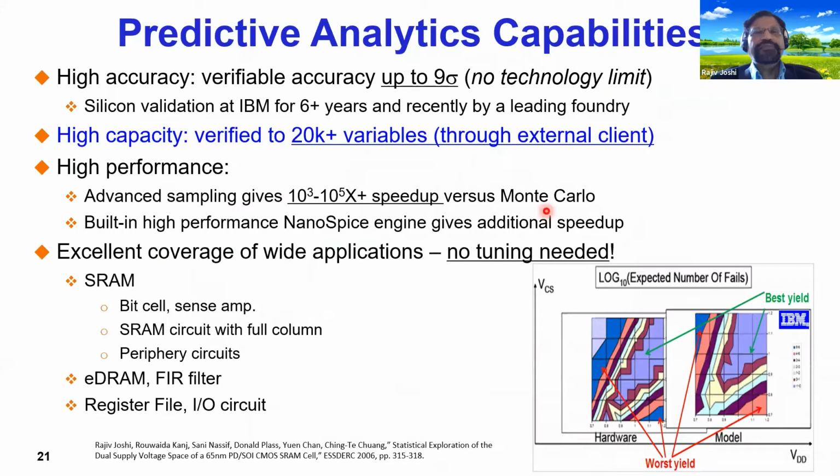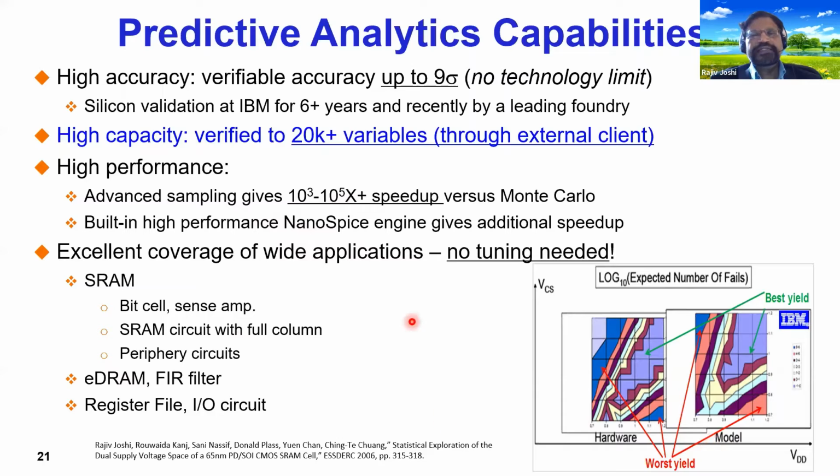So what are the predictive capabilities that have been demonstrated? It has high accuracy. We can go up to 9 sigma or even beyond. There should not be a limit. This has been worked on for many years at IBM, and we also commercialized it. It has a high capacity, verified over 20K plus variables through an external client. And there are internal techniques that have been developed beyond that, and many other usefulness.